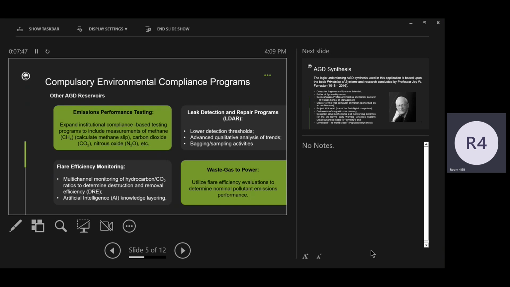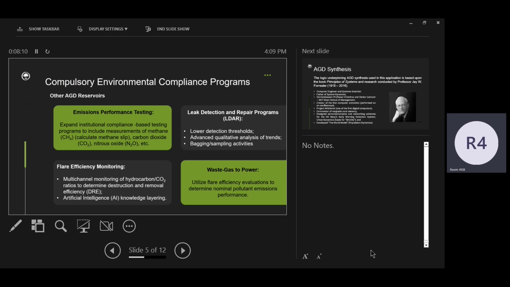And then also combined with bagging and sampling activities, trying to understand leak rates, actual leak rates versus AP-42 factors, subpart W factors, and so forth. So, really highlighting taking these compulsory environmental programs and supercharging them in a way that you can get more data from it. Flare efficiency monitoring.